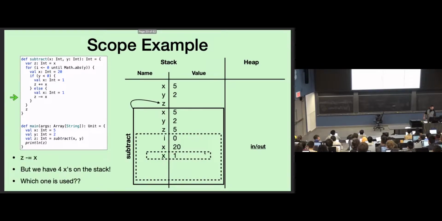And then I have a big question on the next line. Z minus equals X. Recall this is shorthand for Z equals Z minus X. So I'm computing Z minus X and storing the result in the variable Z. But I got 4 X's on the stack. So which X is going to be used?